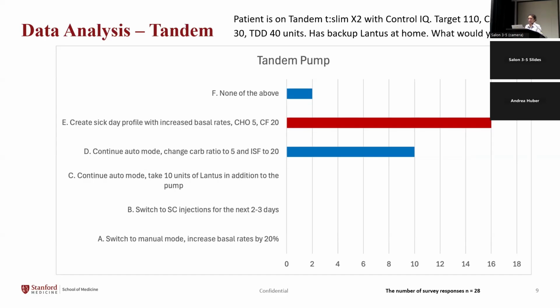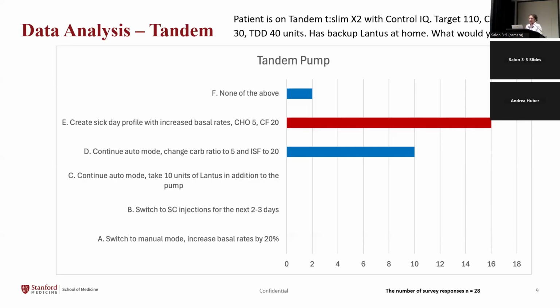B was switch to subcutaneous injections for the next 2 to 3 days. C was continue auto mode and take 10 units of Lantus in addition to the pump. D was continue auto mode and change the carb ratio and ISF factor to a tighter value. And E was create a sick day profile with increasing basal rates, and the carb ratio and a correction factor again to a tighter value.